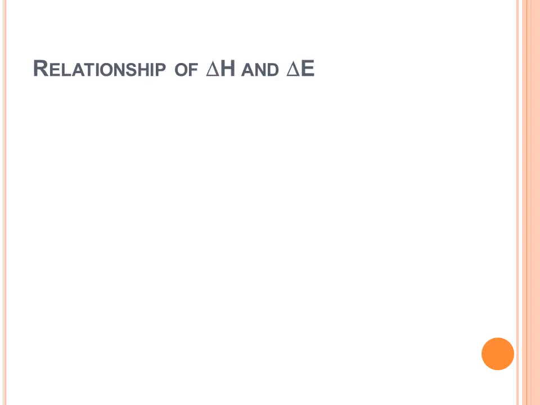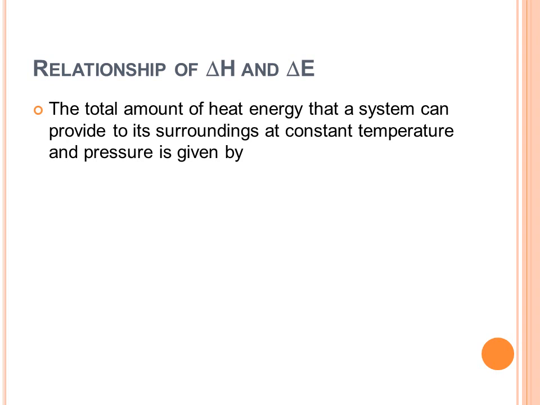So let's look at the relationship of delta H to delta E, because we use delta H a lot more in chemistry. The total amount of heat energy that a system can provide to its surroundings at a constant temperature and pressure would be given by delta H is equal to delta E plus P delta V.